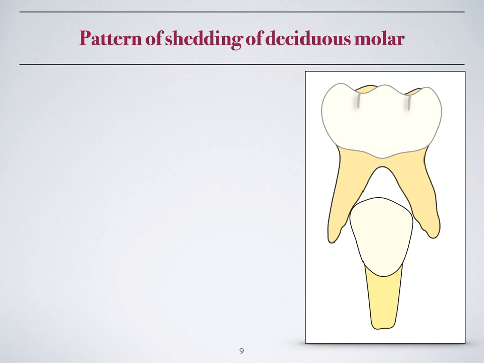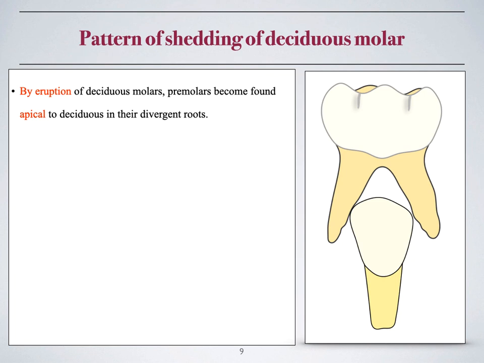Pattern of shedding of deciduous molar. By eruption of the deciduous molar, the premolar is found apical to the deciduous in their divergent root, زي ما قلنا في بداية المحاضرة. Premolar exerts pressure on the inner side of the root of the deciduous tooth leading to root resorption.